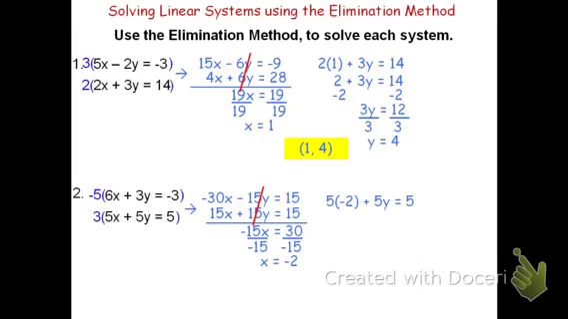5 times negative 2 is negative 10. Add 10 to both sides, and we get 5y equals 15. Dividing by 5, and we get y equals 3. The solution here, or the point of intersection, would be negative 2, 3.